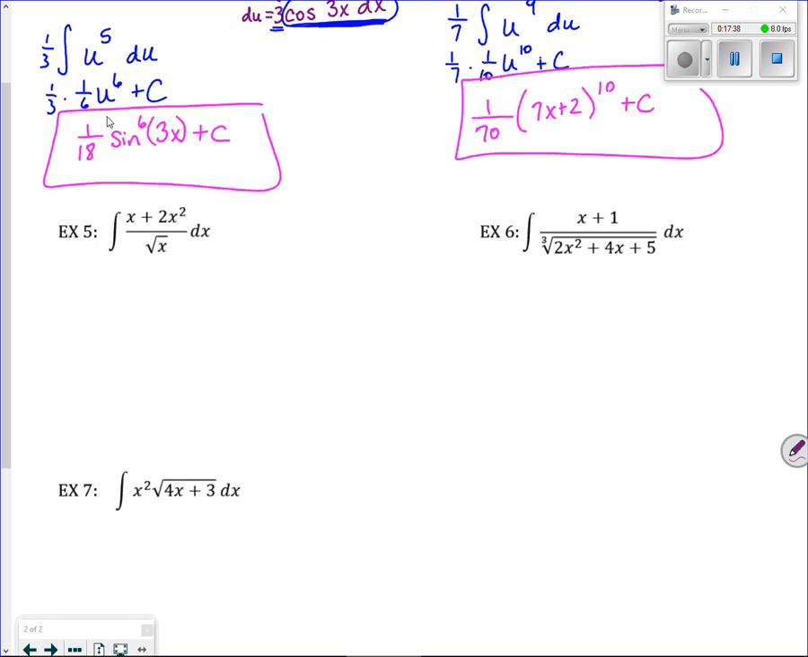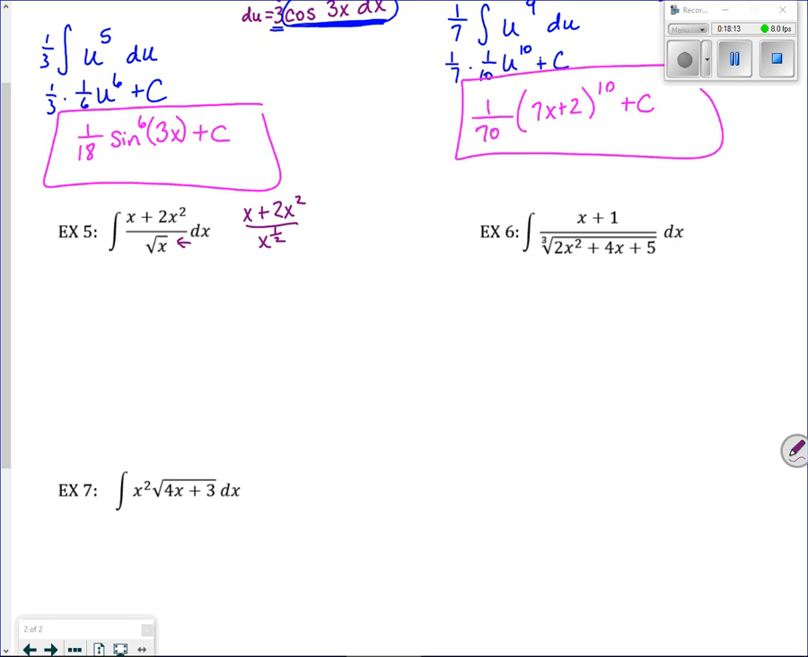Now 5, I was kind of mean on 5 because 5 is not a u substitution problem. But I threw it in there because I wanted you to recognize when you're going to use u sub and when you don't. Remember, if you have a quotient and this bottom is a monomial, a single term, I would just divide. So remembering my exponent rules, that's really x to the 1/2. Remember when you divide exponents, you subtract?